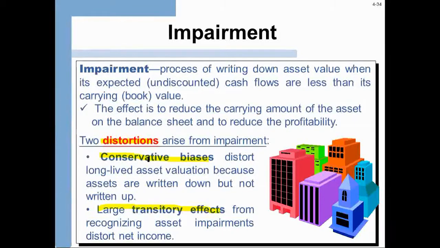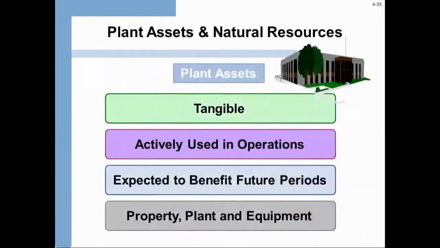After this impairment concept, let's head towards property, plant and equipment. Plant assets and natural resources are tangible assets. These are actively used in operations and expected to provide benefit in the upcoming years for the company. Mostly we call them property, plant and equipment.